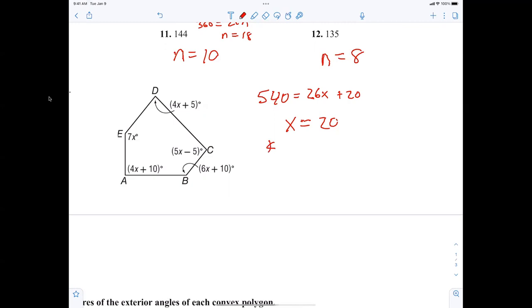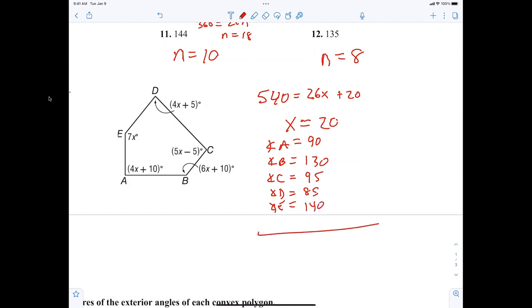So now you put down angle A, angle B, angle C, angle D, angle E. We're practicing. So what's A? Someone. Obviously, it's just 90. 90. That was pretty quick. B. 130. Angle C. 95. Angle D. What? And angle E, 140. And if you want, you can add those up and see if it adds up to 540.